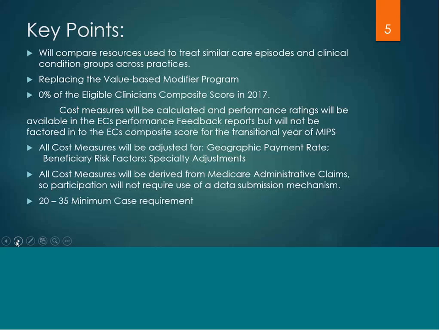As I mentioned, it will not be factored into your composite score in the year 2017. But these cost measures will be calculated throughout the year 2017 based off of the claims that you have submitted. All cost measures will be adjusted for geographic payment rate and beneficiary risk factors, as well as specialty adjustments. You do need a minimum of 20 to 35 cases in order to be scored on these cost measures.